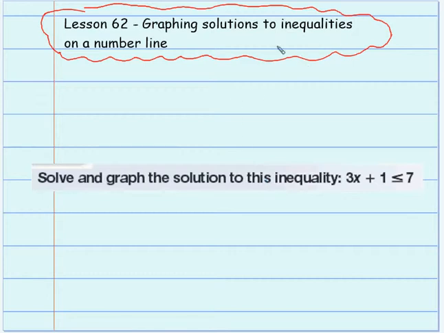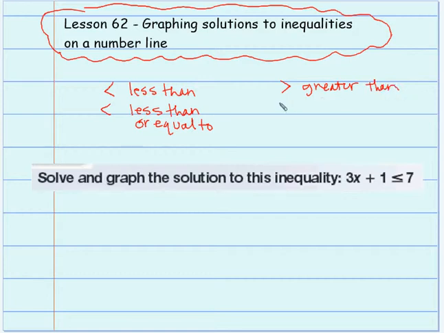Okay, so since we're going to talk about inequalities, let's just make sure that we understand that this symbol means less than. This symbol means less than or equal to. And then on the other side we have this one that means greater than, and this one that means greater than or equal to.